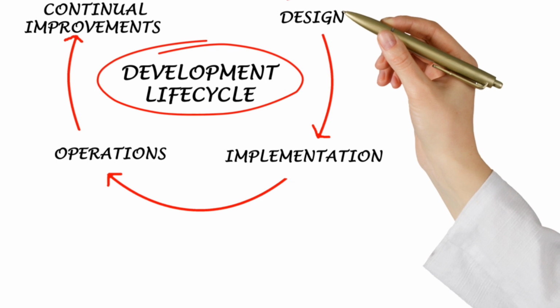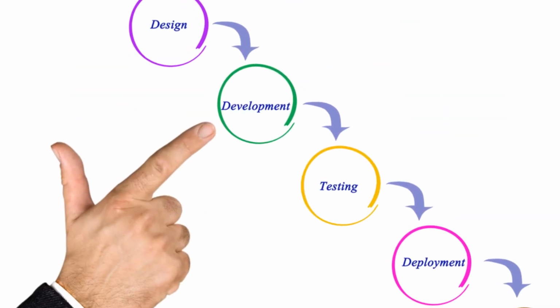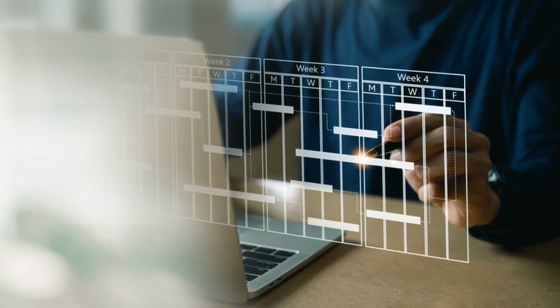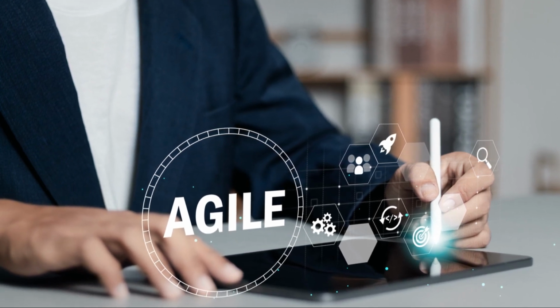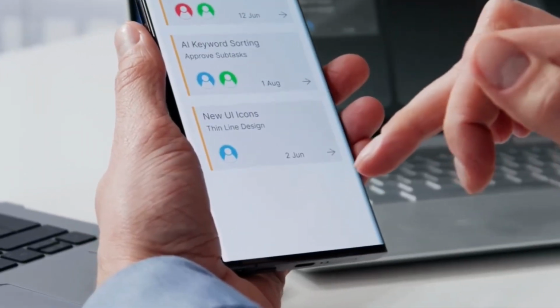Now let's talk about different SDLC models. The waterfall model is a sequential approach where each phase depends on the completion of the previous one. Simple but not very flexible. The agile model, on the other hand, is iterative and flexible, promoting continuous feedback and improvements. Perfect for projects needing adaptability.